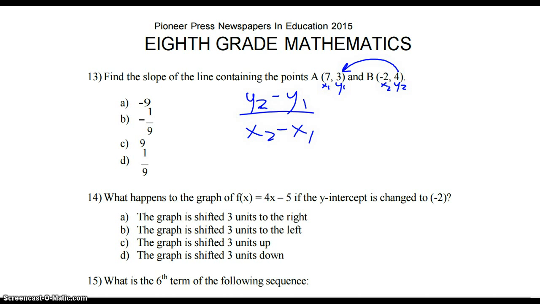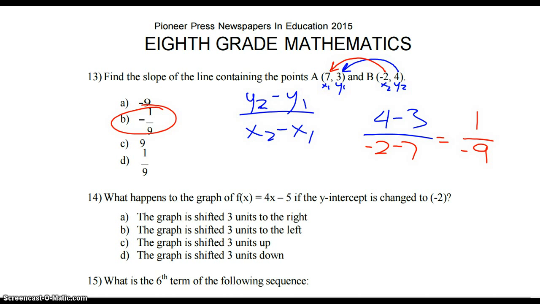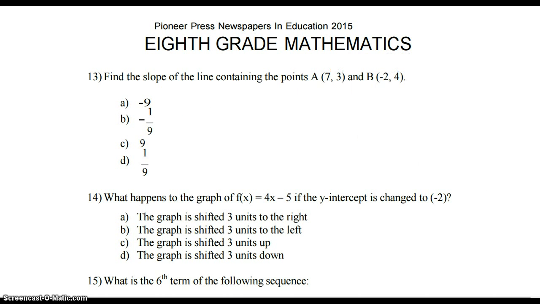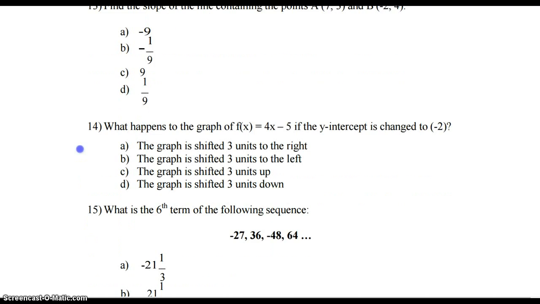All that really matters is you go the same direction each time in the same starting point. So 4 minus 3, subtracting my y's, over my 2 x's subtracted, negative 2 minus 7. And we get 1 on top and negative 9 on bottom, so negative 1/9 is what we're looking at for the slope there. Alright, so there we go, we got 13. And moving on to 14.